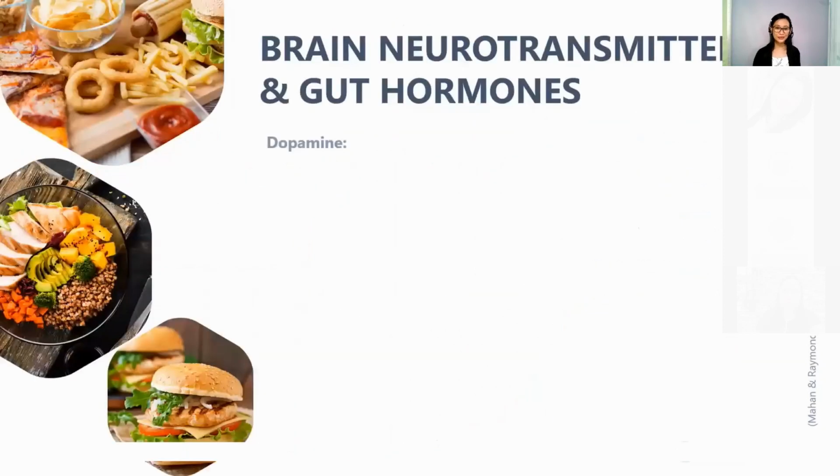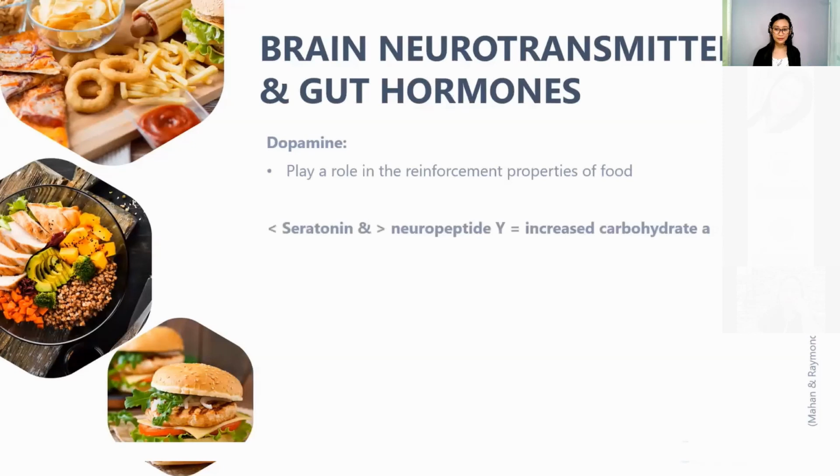So let's continue. Another neurotransmitter is dopamine. So these play a role in the reinforcement properties of food. So they have found out na kapag mababa yung serotonin mo, pero mataas ang neuropeptide Y, this will make you mag-crave for carbohydrates. So tataas yung intake mo ng carbohydrates.